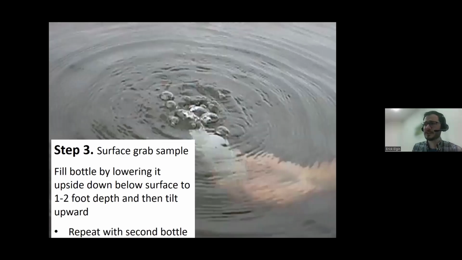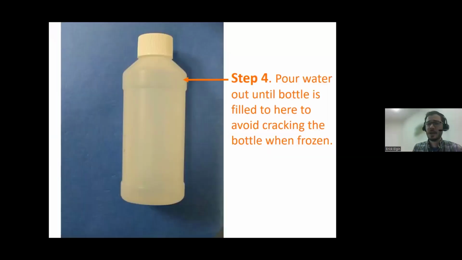Step 3 is actually taking the sample. So you fill the bottle by lowering it upside down below the surface to around 1 to 2 feet of depth. So that's kind of your elbow, and then tilt it upwards. You'll get the bubbles coming, and then you have it filled up. Do that twice. So one, you do it with your first bottle and then your replicate bottle. Because we freeze these, so you'll be collecting this water and then we freeze them.